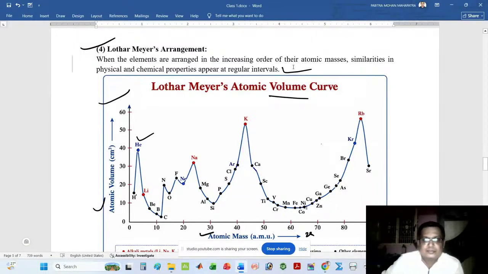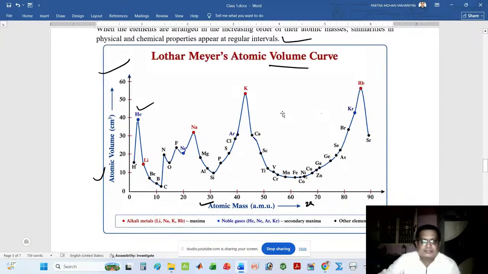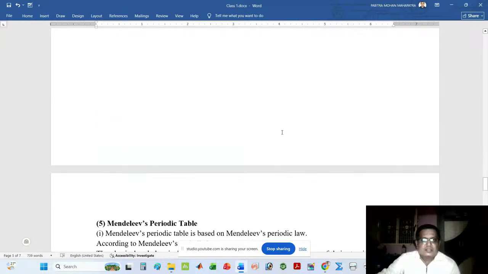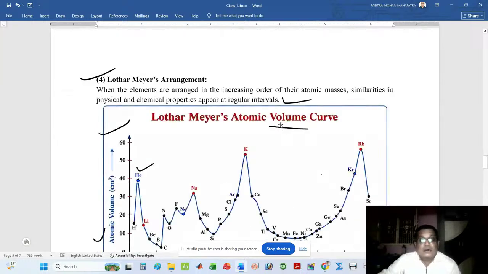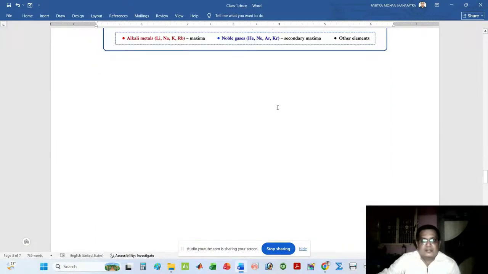Here some demerits are present, and also some merits are present. This is said to be the Lothar Meyer arrangement: when the elements are arranged in the increasing order of their atomic masses, similarity in physical and chemical properties appears at regular intervals. Clear?